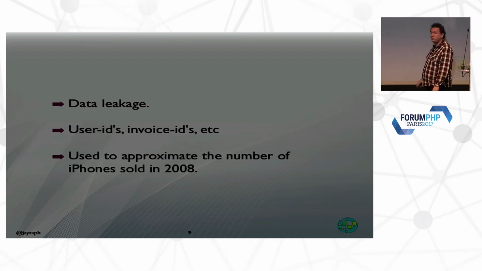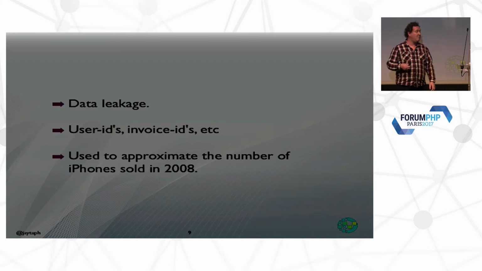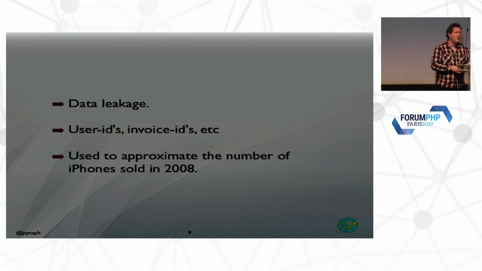This was actually used to approximate the number of iPhones sold in 2008 by just asking people, what is your iPhone identification number, where did you buy it, etc. And they put it in that statistical formula, a little bit more complex than that, but basically the same thing. And they did a very good estimation of how many iPhones were sold by Apple.